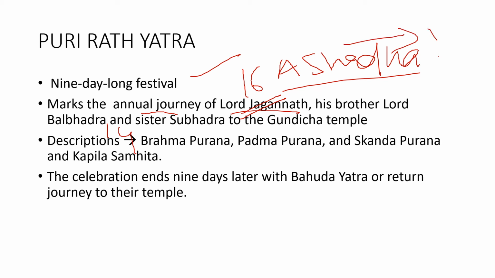Those who do this are Vaishnavites. This yatra marks the annual journey of these three siblings to the Gundicha Temple, which is considered the aunt's house of Lord Vishnu. This is a 9-day festival, with 7 days for the stay and 2 days for the return, and the ninth day ends with the return of the three deities to their own temple, called the Bahuda Yatra, or return journey. You have certain descriptions of this yatra in the Brahma Purana, Padma Purana, Skanda Purana, and Kapila Samhita.